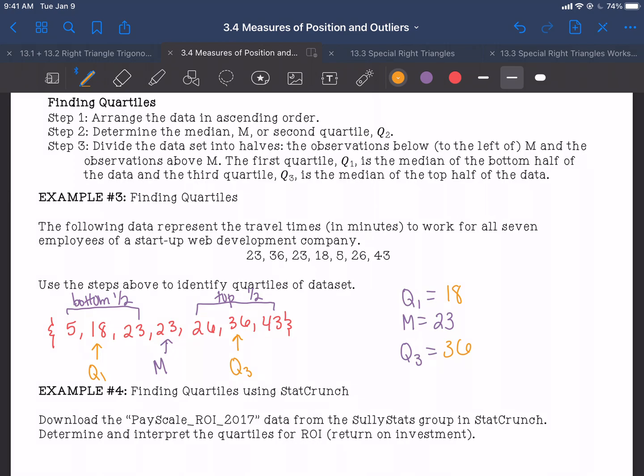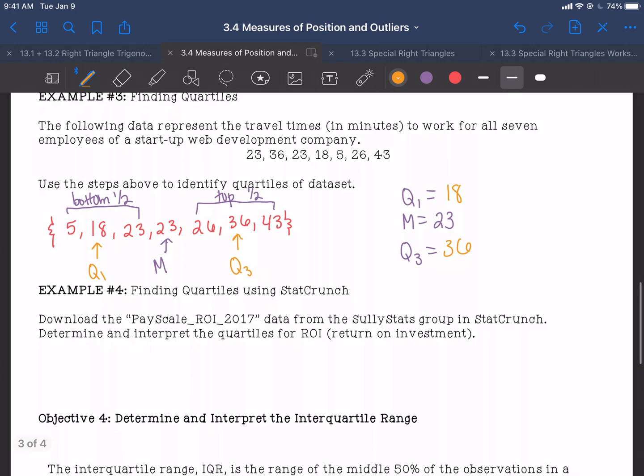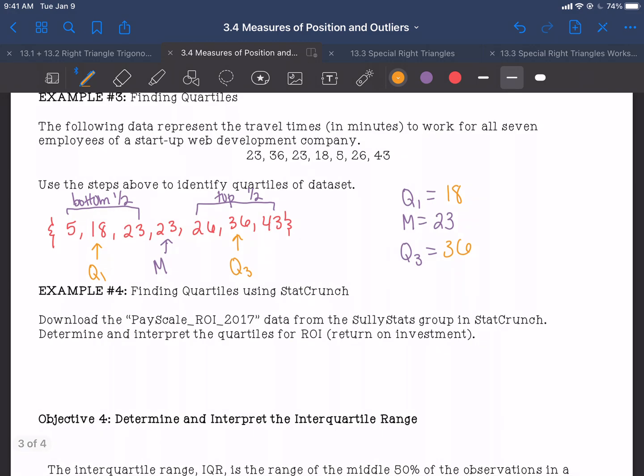The more applicable way to do this would be using StatCrunch in our case, and with larger sets of data, because that's most likely what you're going to have if you're conducting a good study. So to find quartiles using StatCrunch, I'll show you here. We're actually going to use the Chicago salaries data that we've already used. And we're going to determine and interpret the quartiles for the annual salaries.